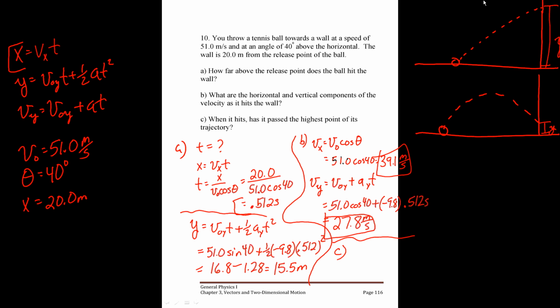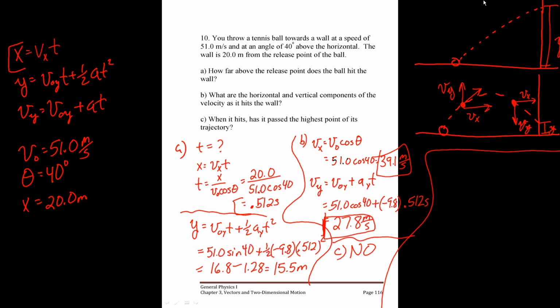Or you could also just say, well, look, my Vy is positive. See, Vy is positive here. That's Vy. This is Vx. But over here, Vx is still that direction, but Vy is negative. So since Vy is still positive, that means that you haven't passed the top of the trajectory. So the answer to whether it has passed the highest point of its trajectory when it hits is no.